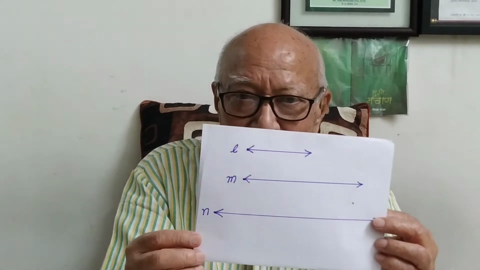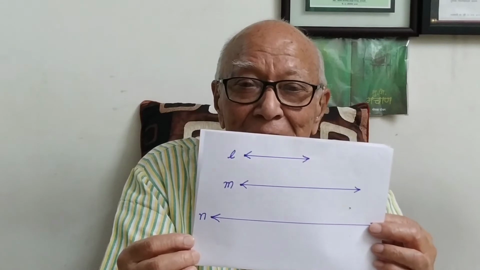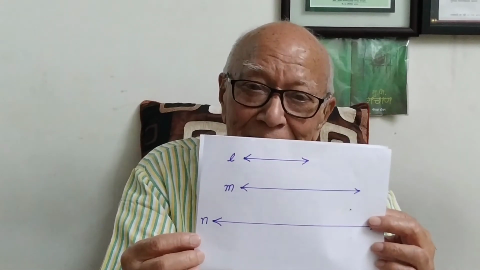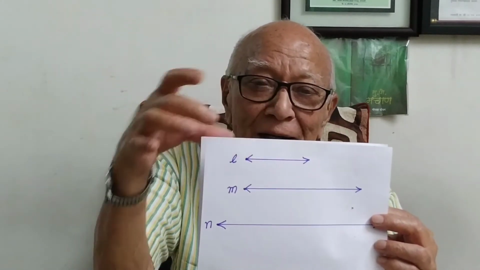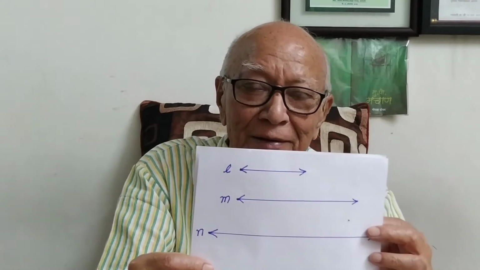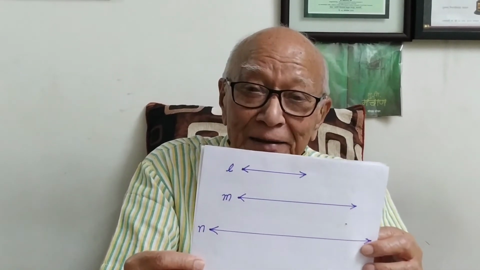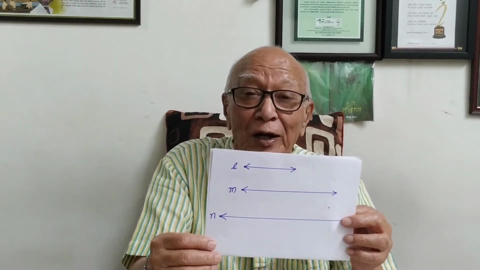Many may have said that this is the longest line. Students, all are infinite. The arrows indicate this is infinite, all are infinite. So they have infinite length. We can't compare here which one is the longest.